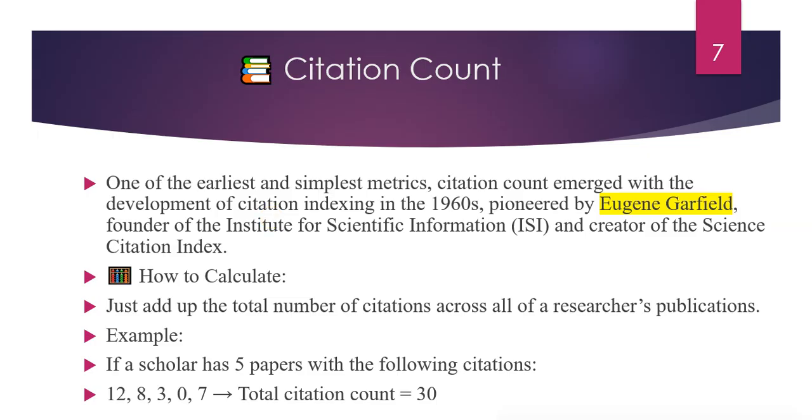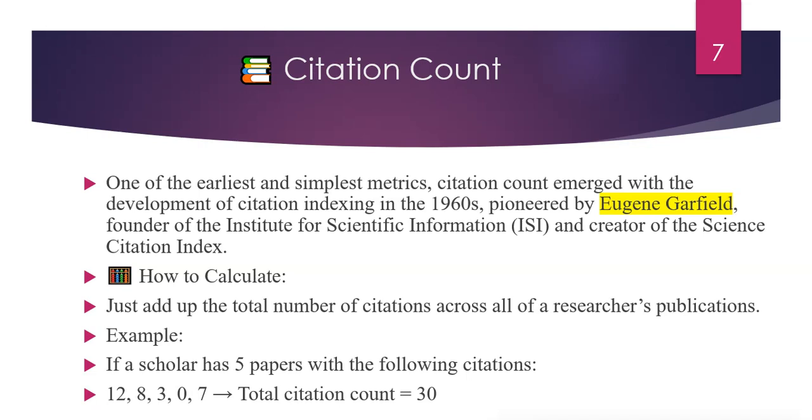First of all, we discuss citation count. One of the earliest and simplest metrics is citation count, which emerged with the development of the citation index in 1960. It was invented by Garfield, the founder of the Institute for Scientific Information and creator of the Science Citation Index.